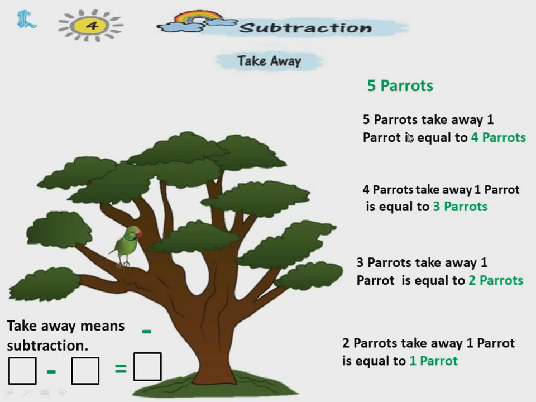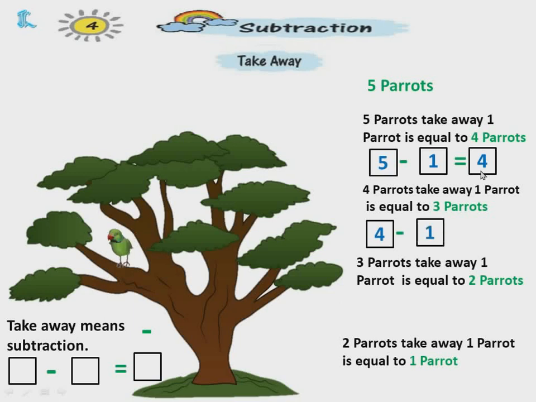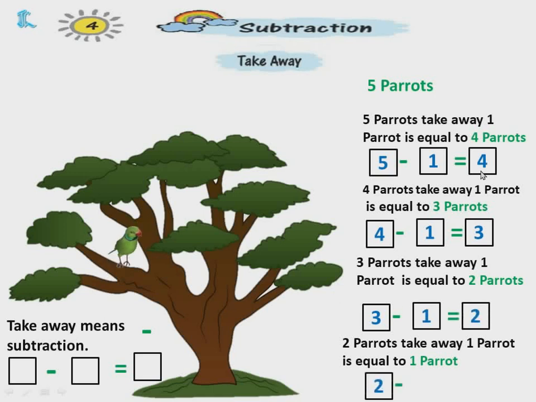In the first one, first how many parrots were there? 5 parrots. So 5 take away. What is the symbol of subtraction? I said minus. How many parrots flew away? 1, equals 4. So before there were 5 parrots, in that 1 flew away. So how many are left? 4. Then 4 minus 1 equals 3. 3 minus 1 equals 2. 2 minus 1 equals 1.